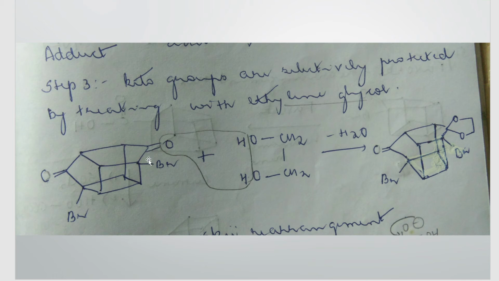This topic will come further in unit 3, where we'll be studying what type of protecting group we should use for what type of functional group. Here, because we are supposed to protect a keto group, we are using ethylene glycol. I'm treating this keto group with ethylene glycol, so there's elimination of water and we get this structure that protects this keto group. So this part is protected, and in step number 4, whatever reaction we do, this part will remain inert, and by the end of that reaction we can deprotect the group.